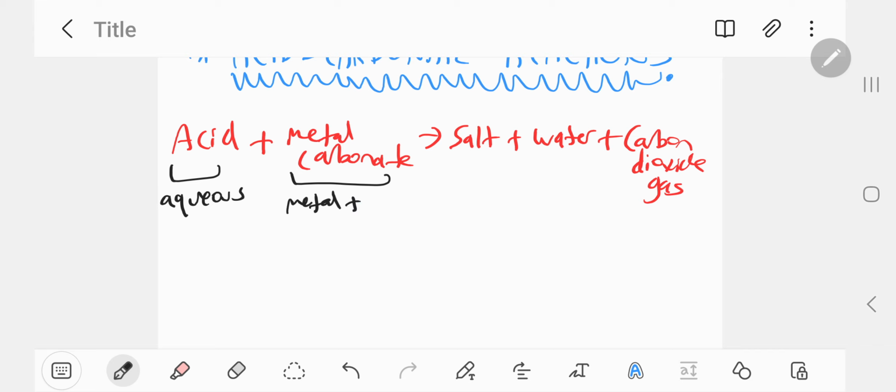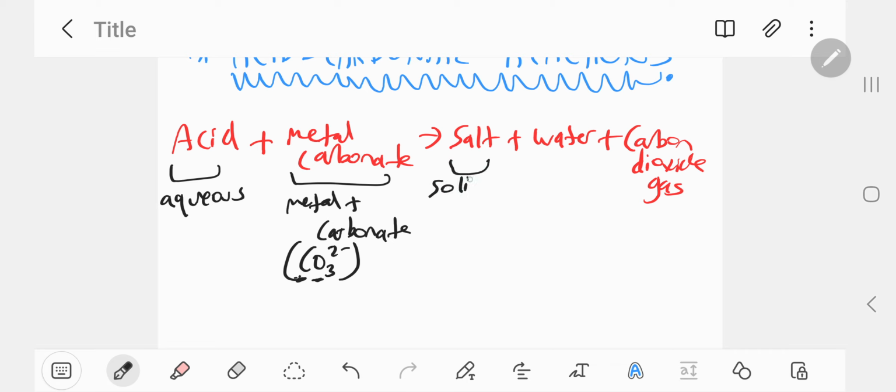The polyatomic ion for carbonate is CO3 2-. It's made of carbon and oxygen, and that's where the word carbonate comes from: carbon for carbon, and oxygen. It's a polyatomic ion because it has two or more atoms stuck together, in this case carbon and oxygen.